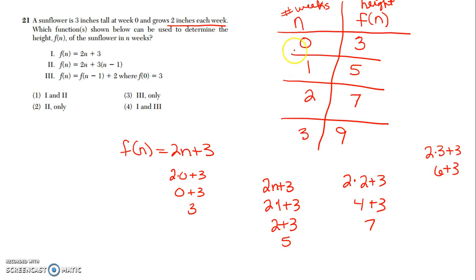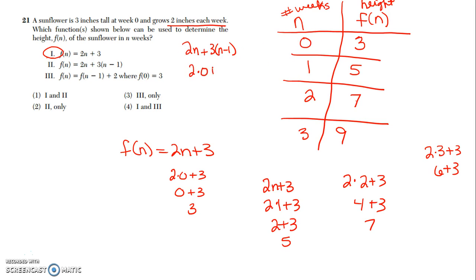Absolutely. If you take any one of these n values, you multiply it by 2, and then you add 3, you're going to come up with the height. And that makes sense. It starts at a height of 3, and it grows 2 inches each week. So 1 definitely is going to work. Let's try the next one. 2n plus 3 times n minus 1. Let's go ahead and just substitute 0 in, and let's see what happens.